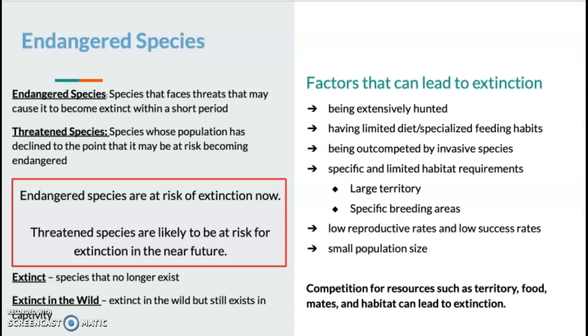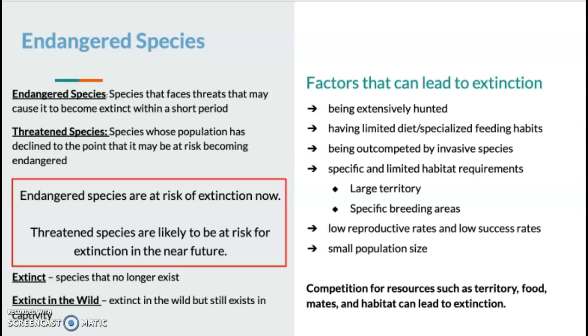An extinct species means that it no longer exists at all in the world, but we also have extinct in the wild. This means that there are some of that species in captivity, but there are none in any natural habitats. Some factors that can lead to extinction are that species being hunted extensively, or if that species is being poached, having a limited diet or specialized feeding habitats. So if those requirements are not available for that species, it could become extinct.